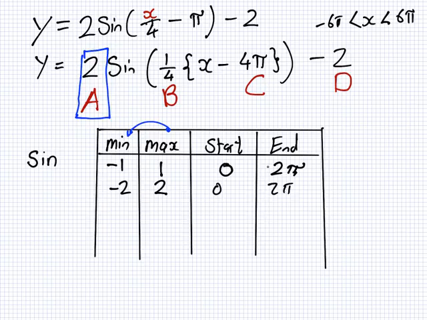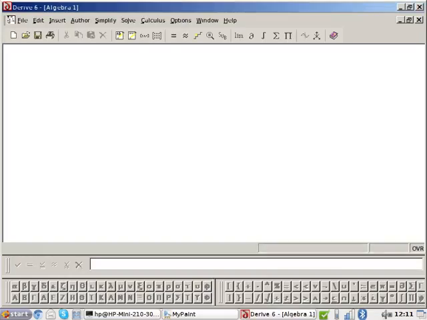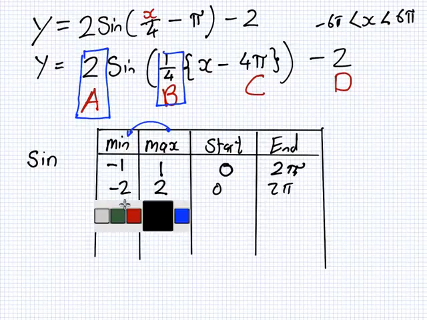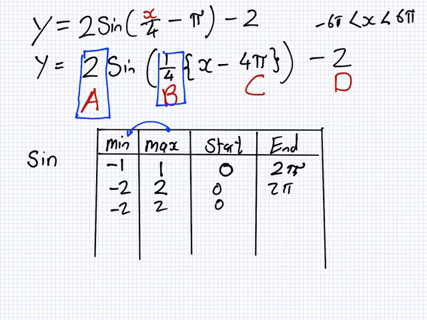Okay. What is the effect of the B now? The B compresses it. Yeah, but in this case, because it's 1 over 4 instead of 4, it does the opposite. It expands it. So it's 4 times longer. So these do not change, but this now will be 0 and 8 pi. Quadrupled by 4.